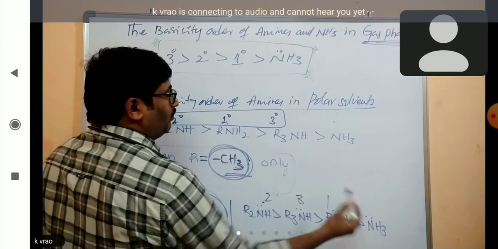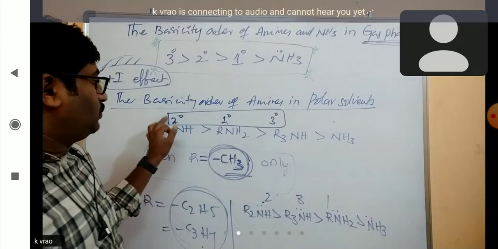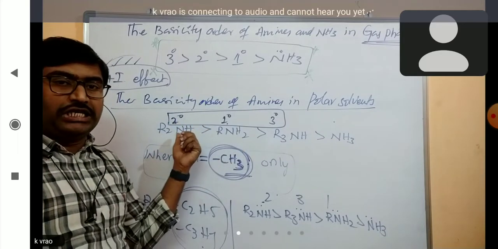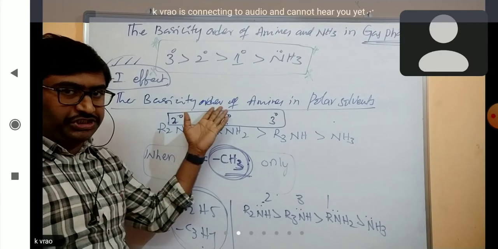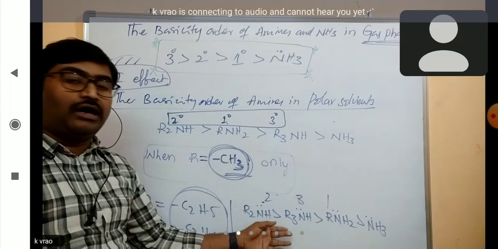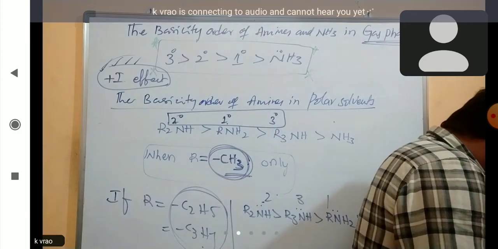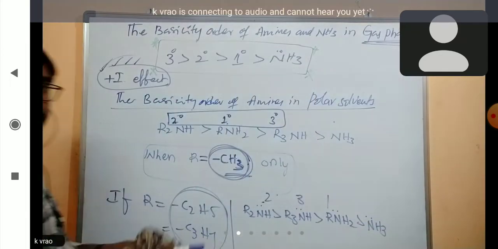213, 231. Got it? Is it clear to all? 213 is for R equal to methyl, the lowest number. Next, 231 is for R equal to bulkiest groups. Got it? Is it clear to all?